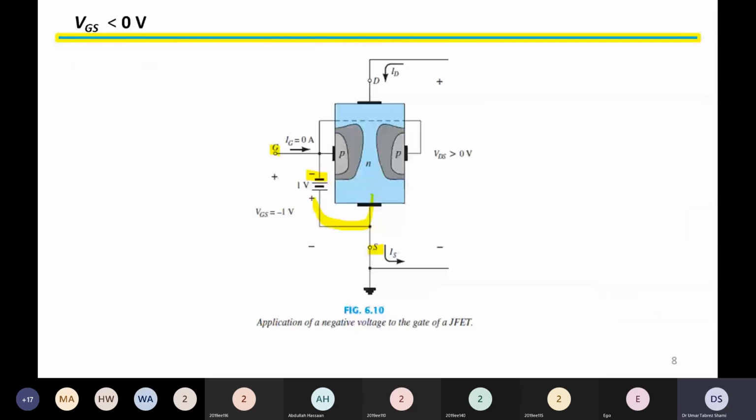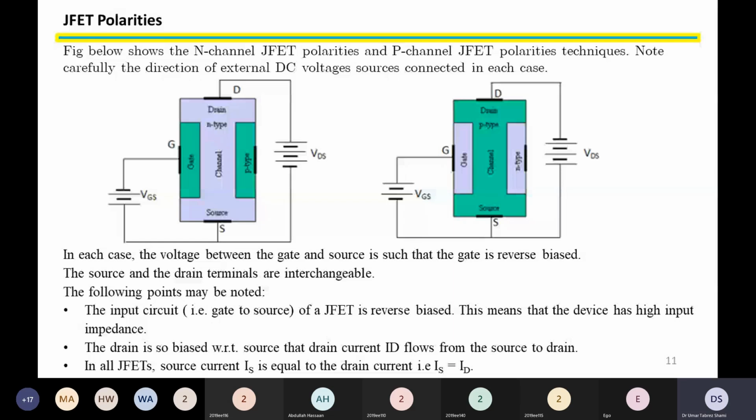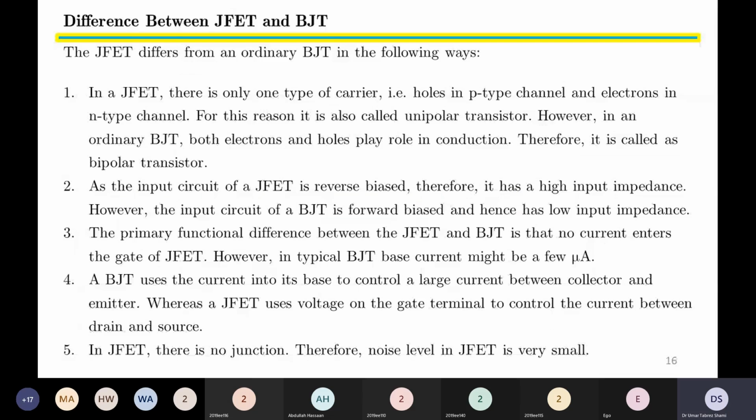We have discussed various characteristics of the FET, especially the JFET. We have discussed the various scenarios when gate source voltage will be zero, or when it will be larger than zero, or when it will be smaller than zero. We have also discussed the difference between JFET and BJT. The JFET differs from an ordinary BJT in the following ways.